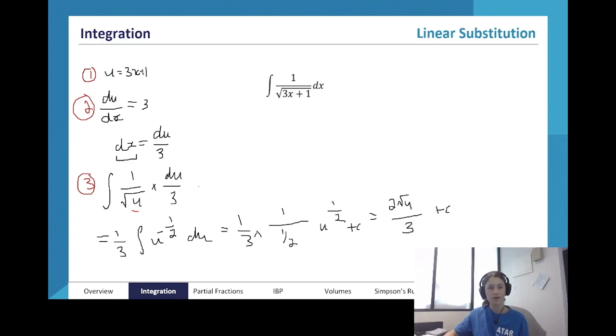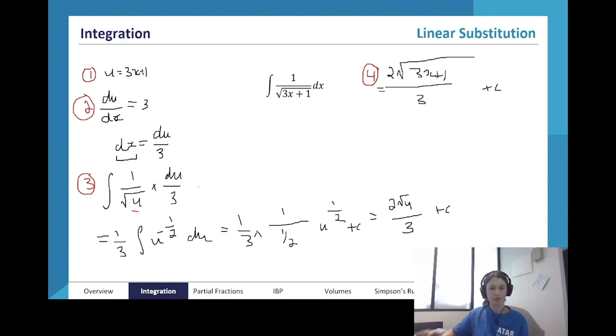plus c. And remember, our fourth step is to sub our linear component back in for u, because then that gives us our integral back in terms of x, which is exactly what we want. So we're going to have 2 root 3x plus 1 over 3 plus c. And that is going to be our integral.